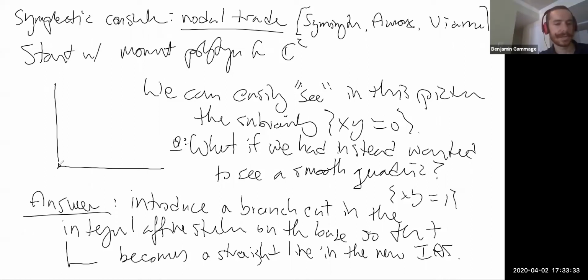And what I'm saying is that, you can see that right now in this picture, these two lines clearly look kind of singular because they're coming in like this. But what if I introduce a singularity in the integral affine structure, and I take a branch cut here? So this is a singularity, and this is a branch cut.